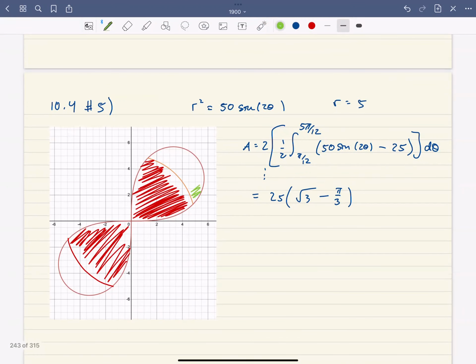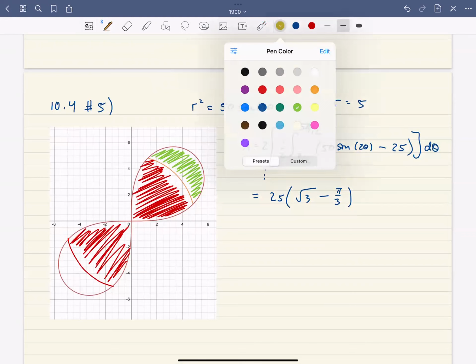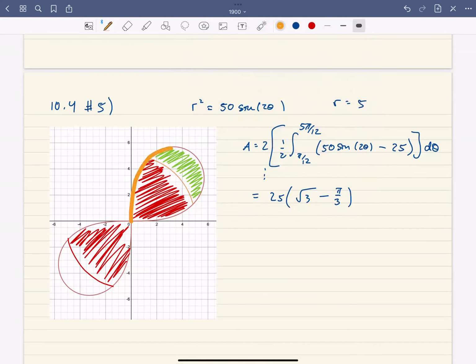What we found was actually this green area, because that's the outer curve minus the inner curve. And what we're looking for is the red area. Now we can solve this problem by finding the area enclosed by this orange curve here. And if we take that whole orange area, subtract from it the green area, what we'll be left with is exactly what we want, which is the red area here. So we'll do that now.